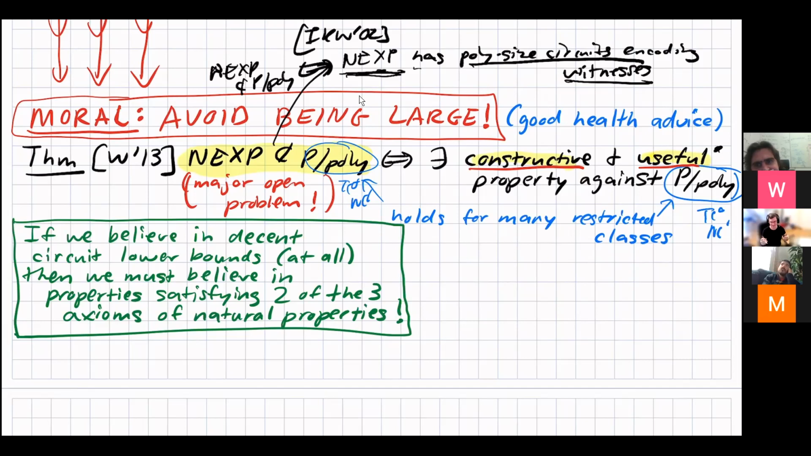I don't know how to summarize this in an easy way, and I didn't really prepare to, but if you have questions, we can try. There's a sense in which this very embarrassing open lower bound problem is just equivalent to having constructive, useful properties. So there is some polynomial time algorithm which will distinguish some hard function from all the polynomial size circuit truth tables.